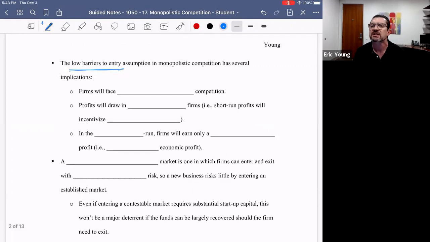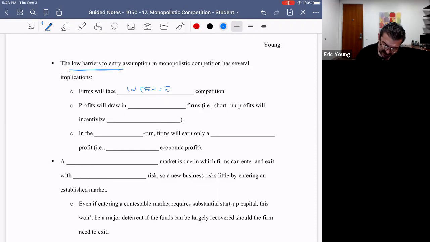And this is going to have several really important implications for firms in the MC structure. Implication number one is that these firms are going to face some pretty intense competition. There's the potential to get product loyalty, to earn profits, and that's going to make firms in this market compete really intensely to try to gain and hold market share.